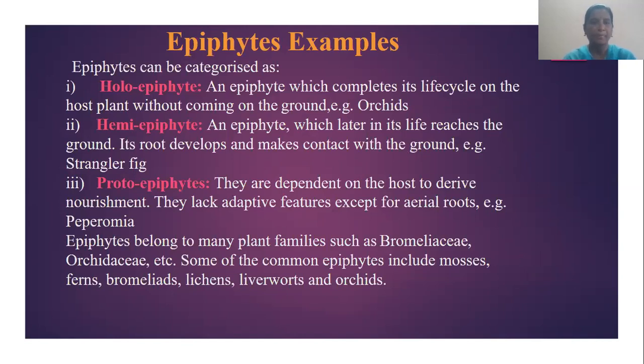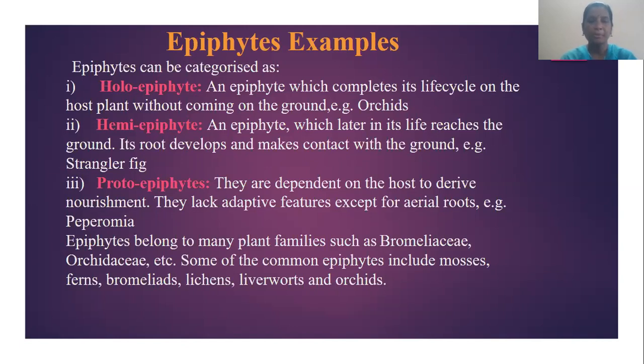Epiphyte examples. Epiphytes can be categorized as holoepiphytes, hemiepiphytes, and protoepiphytes. Holoepiphytes: an epiphyte which completes its life cycle on the host plant without coming to the ground. Example, orchids. Hemiepiphytes: an epiphyte which later in its life reaches the ground. Its root develops and makes contact with the ground. Example, strangler fig. Then the third one, protoepiphytes.